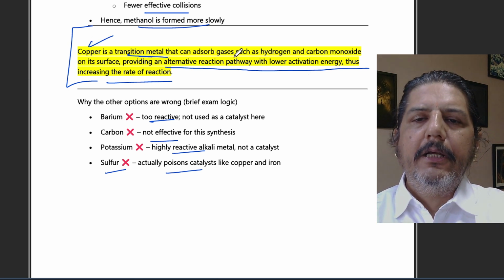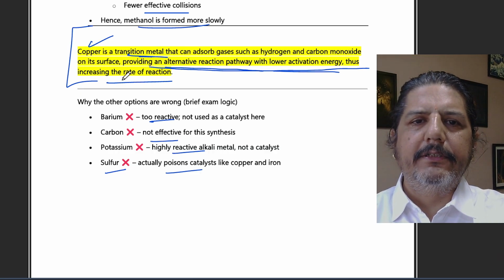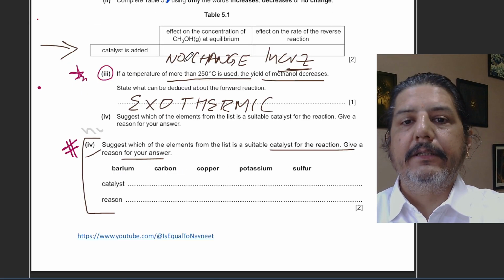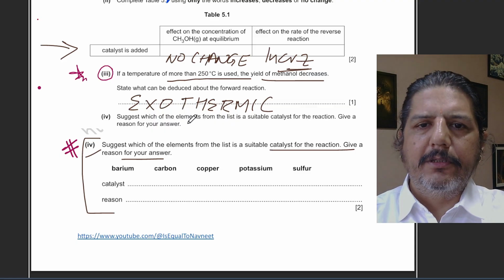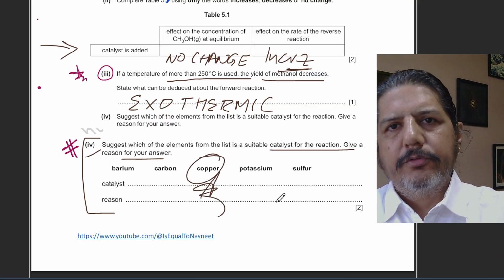So that is what is mentioned here. Copper is a transition metal which can absorb, providing an alternative reaction path with lower activation energy, thus increasing the rate of reaction. So again, this comes from rate of reaction. Catalyst is discussed in the rate of reaction chapter also. So copper is the correct answer. Let's move to the next question.